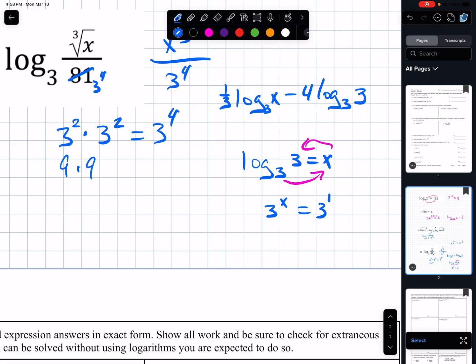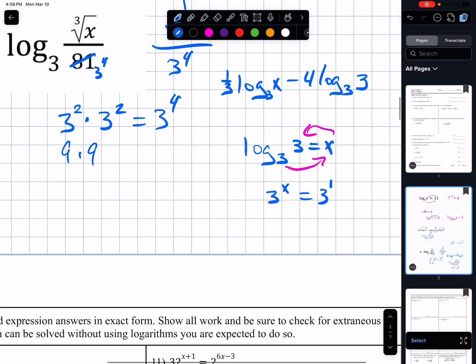3 to the first power. That's the only way it stays the same. Raise it to the first power. So x equals 1, because you drop the bases and the exponents are equal. So then this whole thing equals 1.